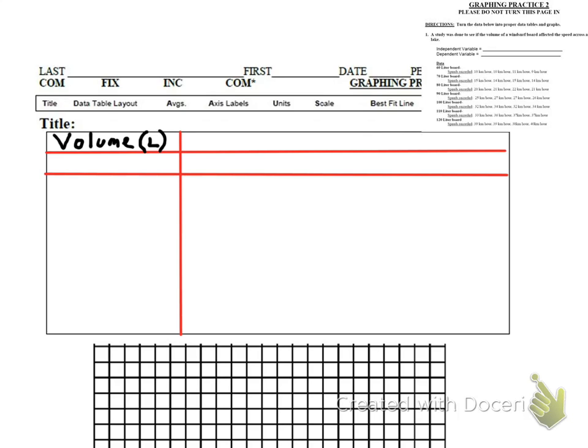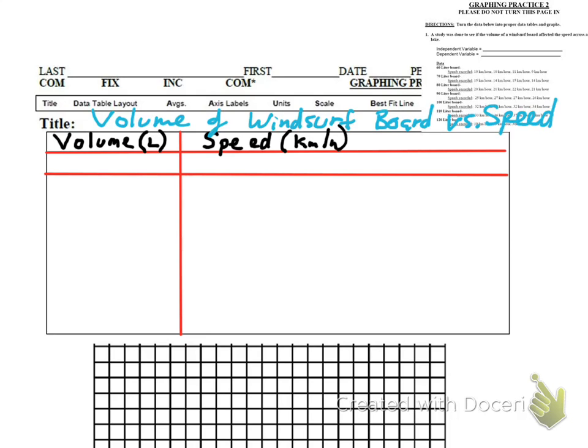The volume of the windsurf board is the independent variable. That's where your independent variable goes. Dependent variable goes over here. Notice I put units. Title would include the two variables plus some additional detail. Put a line through that box.